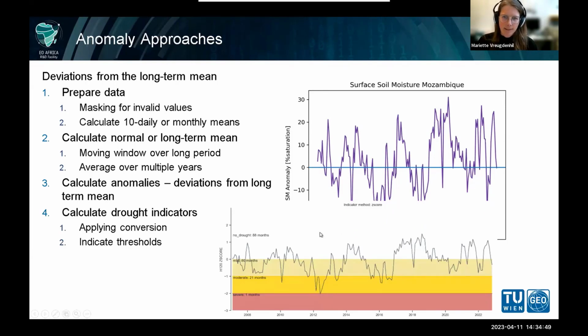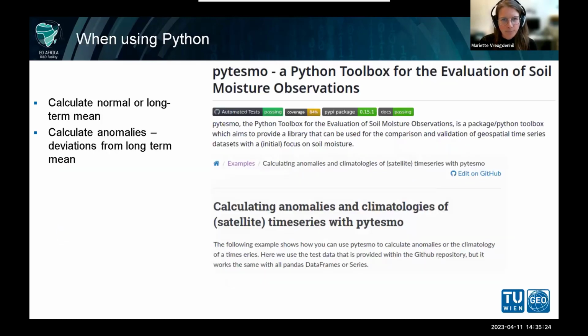And then the next step is, how do we go from these anomalies to drought indicators? As Professor Wagner also said in the last lecture, this is not that straightforward. The first thing that you usually do is apply some sort of equation or conversion to the anomalies. So here, for example, the z-scores of the anomalies have been calculated. And then thresholds also need to be indicated. So when is there a severe drought or a moderate drought or a mild drought? This is not as straightforward as you would think, and this is what we'll go into now.